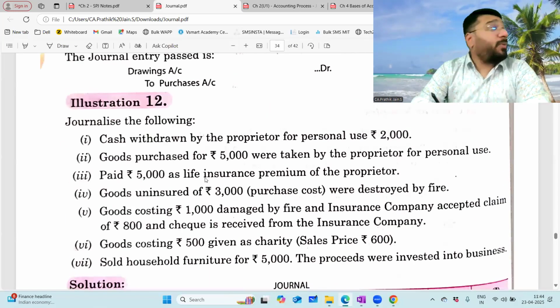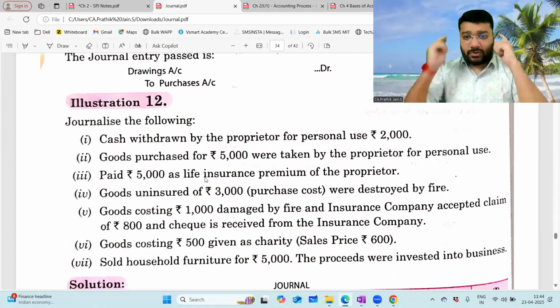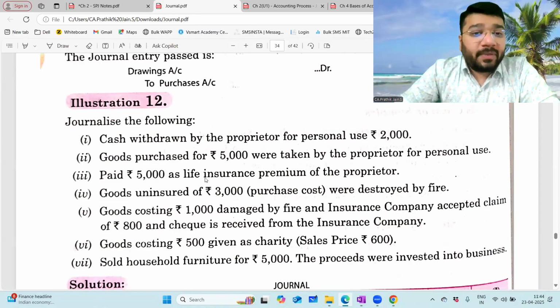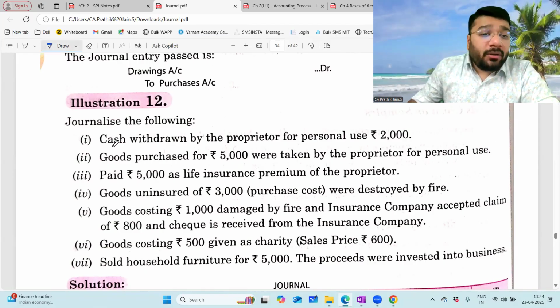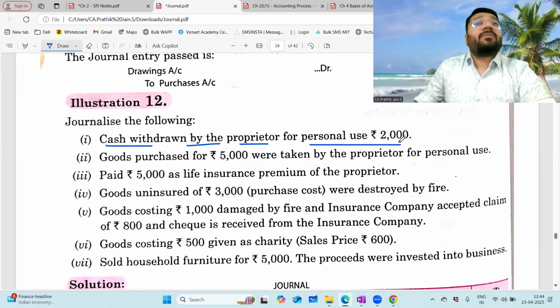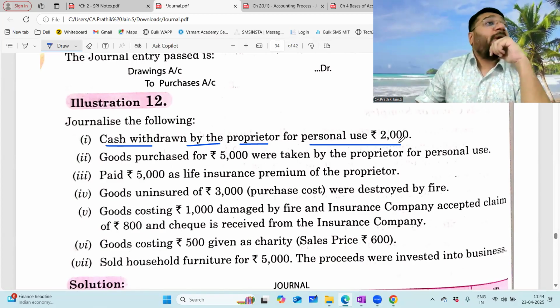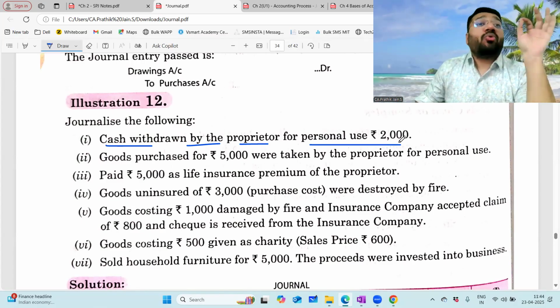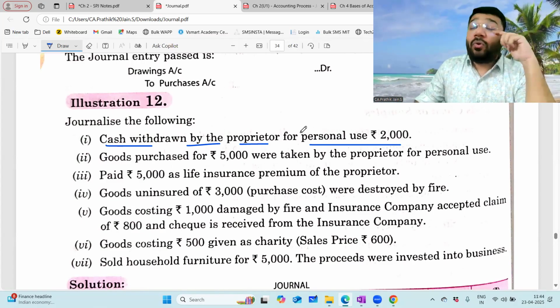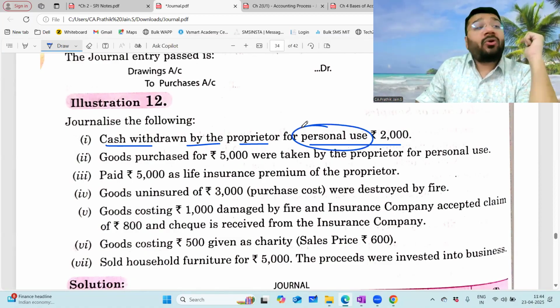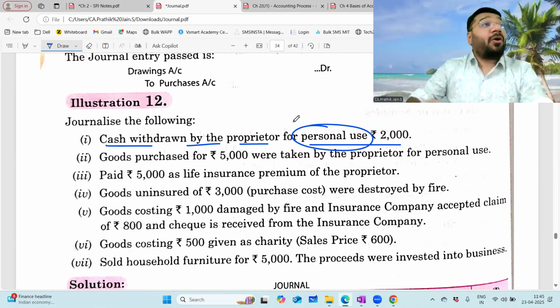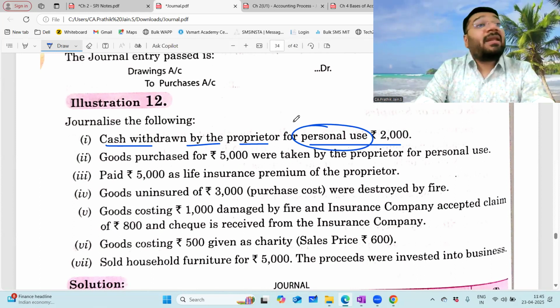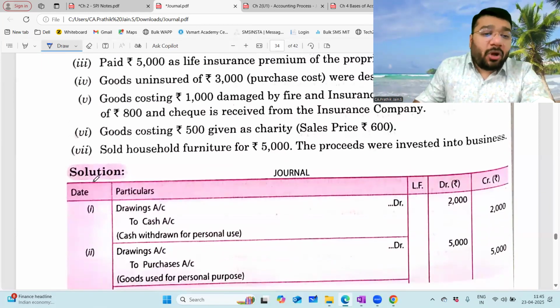I'm doing question number 12 from the TS Grewal book to cover all the concepts that we discussed so far. It says: journalize the following transactions. Cash withdrawn by the proprietor for personal use, 2,000 rupees. What entry? Drawings account debit to cash. Anything that the owner withdraws for personal purposes is routed through the drawings account. Eventually the amount in the drawings account is transferred to your capital account by passing a transfer entry.